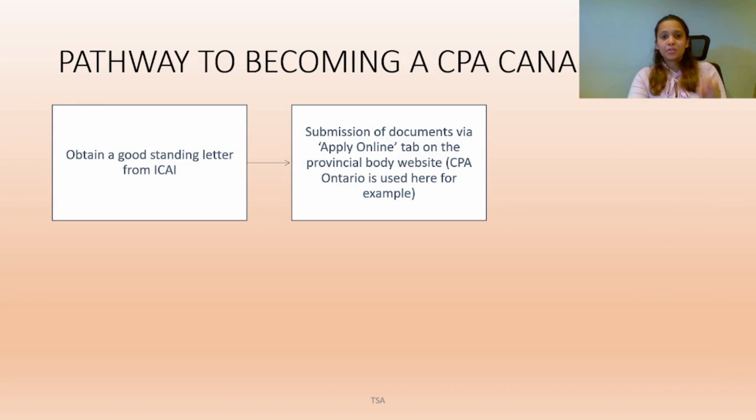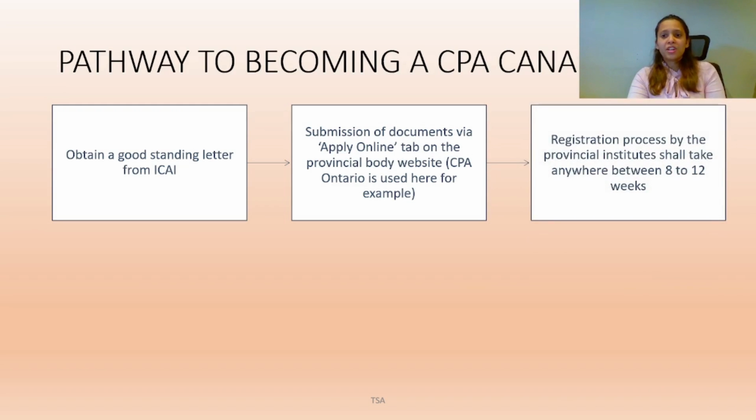The second step is to submit all the documentation via the Apply Online tab on the provincial body website. I have used the CPA Ontario for the purpose of this video. However, the documentation is pretty much similar across all the provincial bodies. The next step is to wait for the registration process to be completed, which takes approximately between 8 to 12 weeks, and it depends on the provincial bodies, which may be extended considering the current pandemic situation, as well as whether all the documentation is completed.